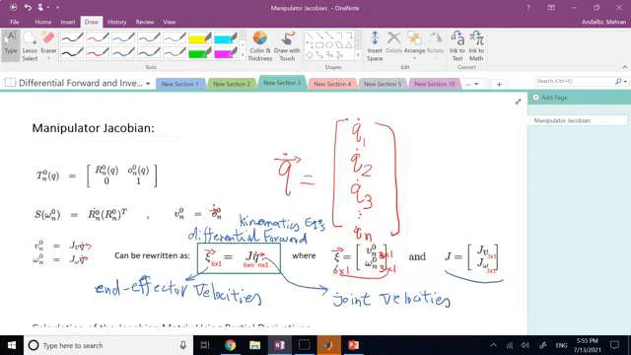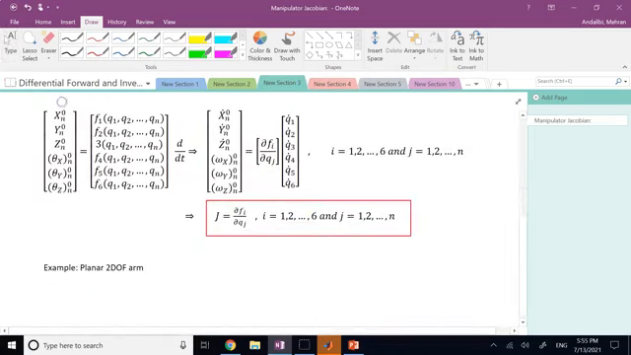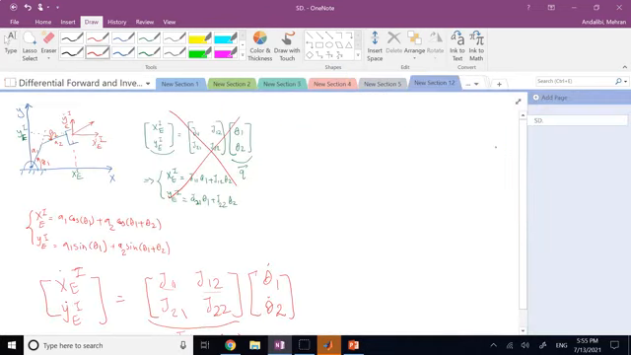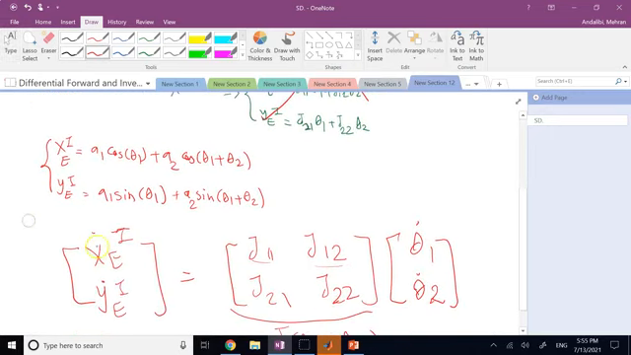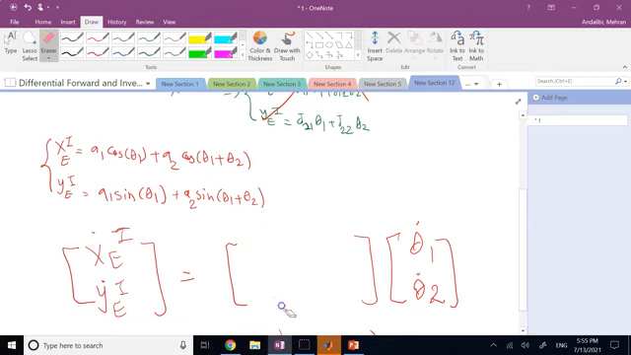Now, let's go back to this example we were working on. So the question is, in this case, how can I write my x dot and y dot in terms of theta 1 dot and theta 2 dot in this matrix format? So take a look here. All I need to do is to basically take the time derivative. That's all it is. Take the time derivative of these equations, see what you get.